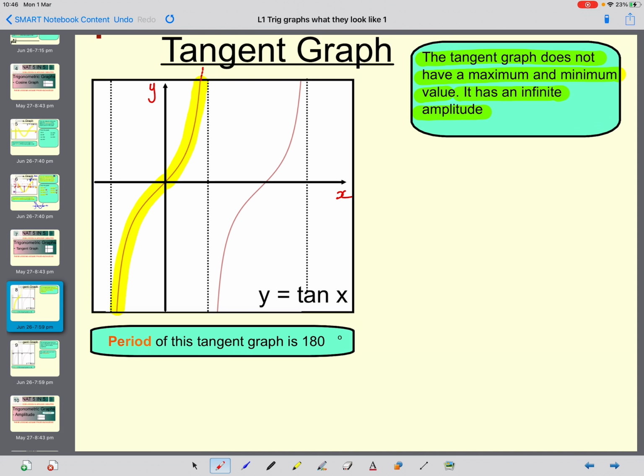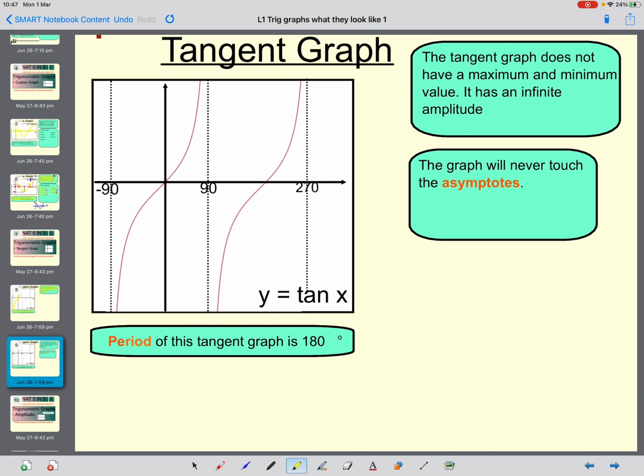Okay. The period of the tan graph is 180. So again, it's different from the sine and the cos graph. Sorry, the period of the tangent is 180. I'm just going to show you some more values on the next slide. So you can see that it starts at negative 90 here and goes up to 90. So this whole tan graph here has a period of 180 degrees.